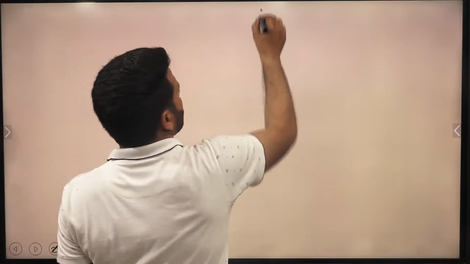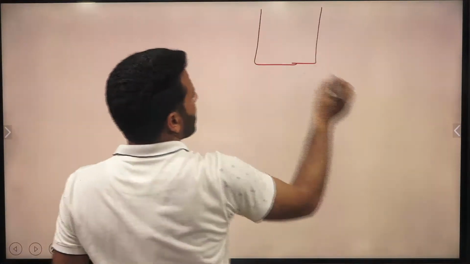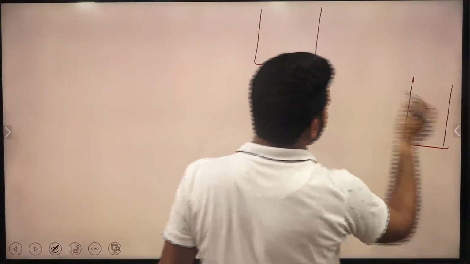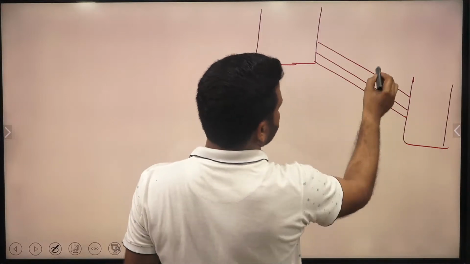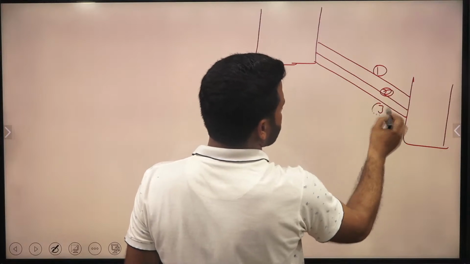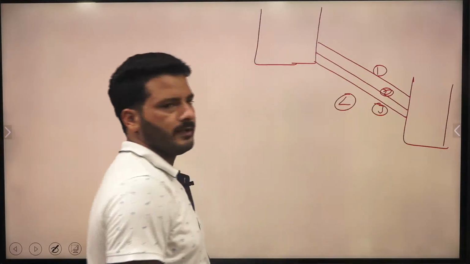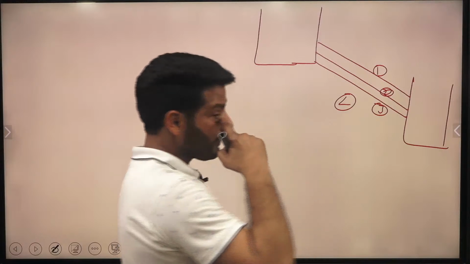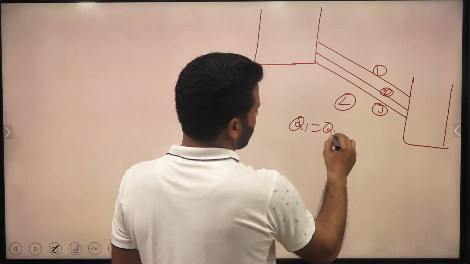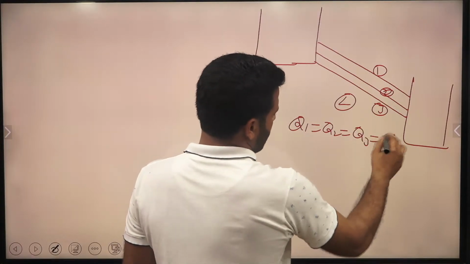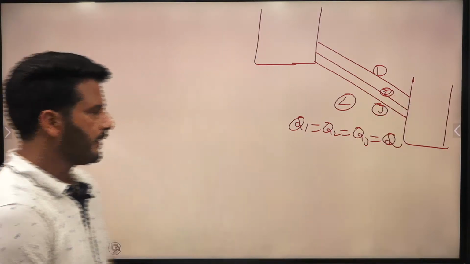Suppose here is tank number 1 or reservoir number 1, here is tank number 2 or reservoir number 2. So 3 pipes are connected like this. Don't mind the drawing, guys. Here we have pipe number 1, pipe number 2, pipe number 3 having length L. The discharge in each pipe will be the same. So discharge in the first pipe equals discharge in the second pipe equals discharge in the third pipe, let it be Q.